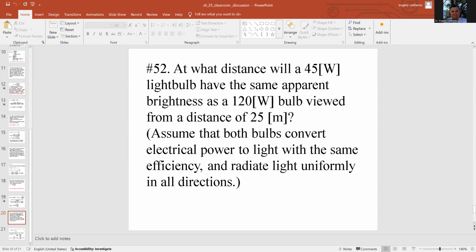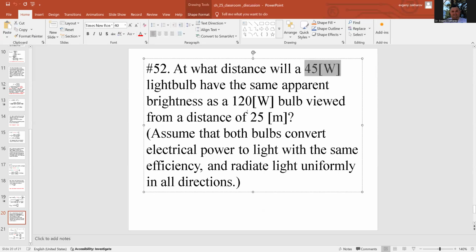Last problem. We got a light bulb with a certain power output. Oh, okay, same apparent brightness. The main idea here is do not confuse brightness with luminosity. And luminosity is the power output. There is brightness that depends on distance. You can be closer to a light bulb and it's going to appear brighter. And if you're moving further away, then the light bulb is not as bright anymore.